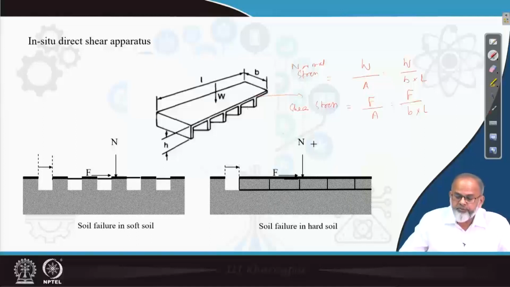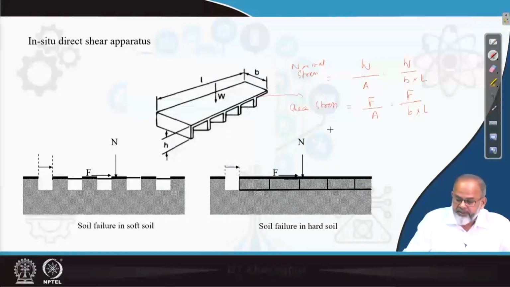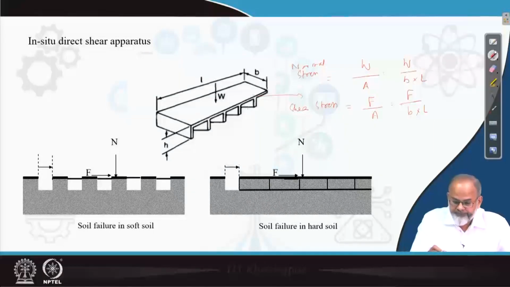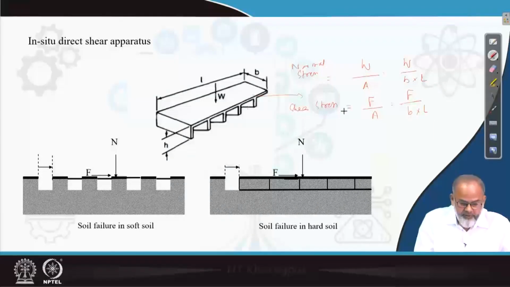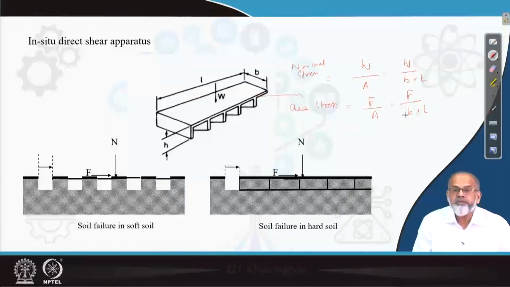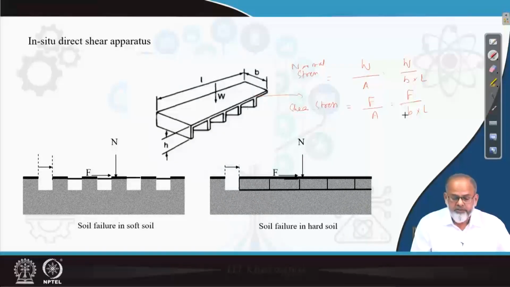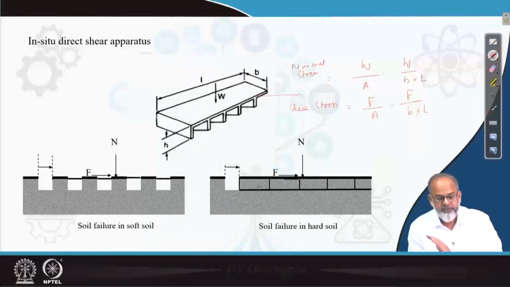If you plot shear stress versus normal stress, you will get a kind of curve, which will be shown in the next slide. Two conditions are shown here: one is the soft soil, the other is the hard soil. In the soft soil, the soil is not displaced and there will be pockets in between, whereas in a hard soil the entire soil mass is sheared.